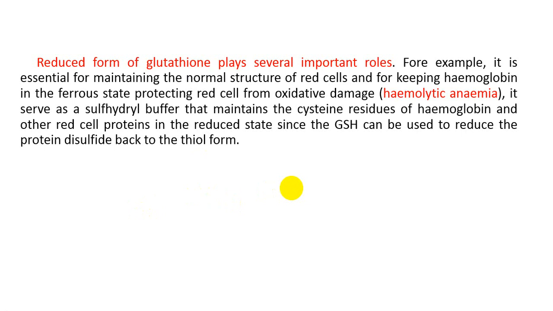First one, to keep the RBC from hemolytic anemia by keeping the hemoglobin in the ferrous state, that means iron Fe+2 instead of Fe+3. In addition to that, to keep the cysteine residue in the reduced form, cysteine instead of cystine. That means the side group is a thiol group instead of S bond S.